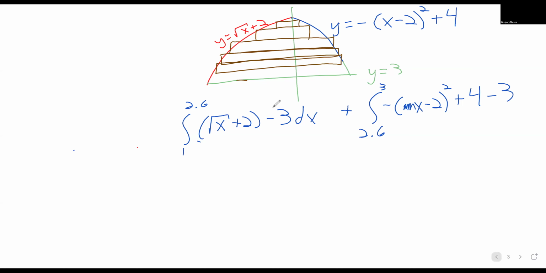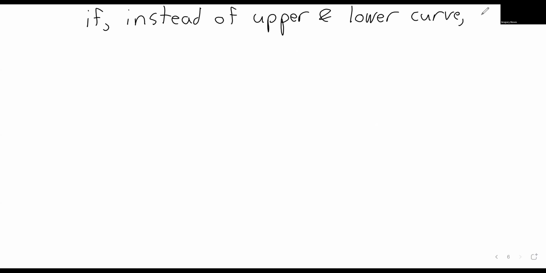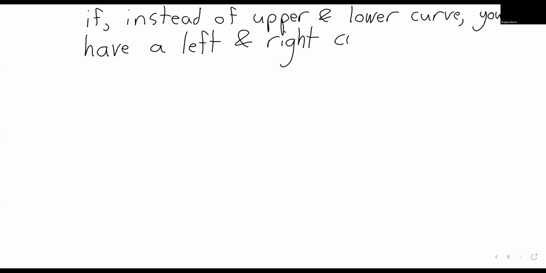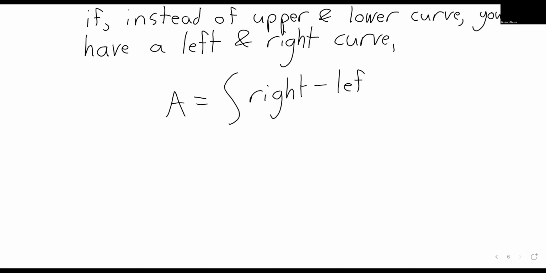So what this means is that instead of an upper and a lower curve, you have a left and right curve, then the area can be written as the integral of the right curve minus the integral of the left curve, but instead of integrating with respect to x, you integrate with respect to y.